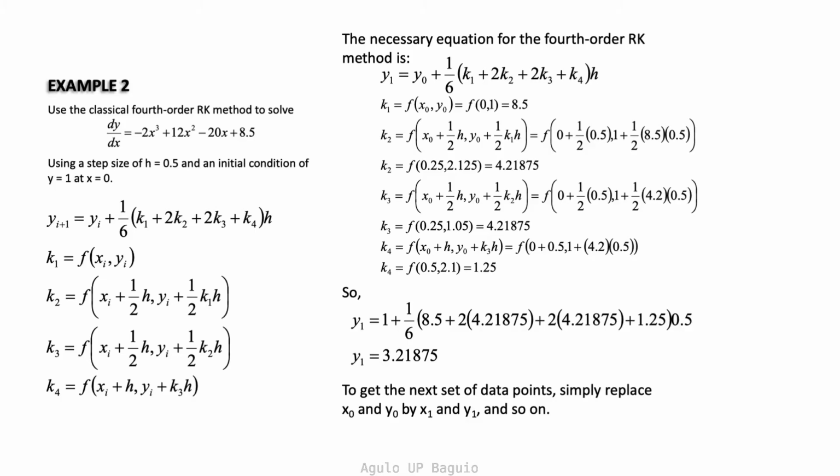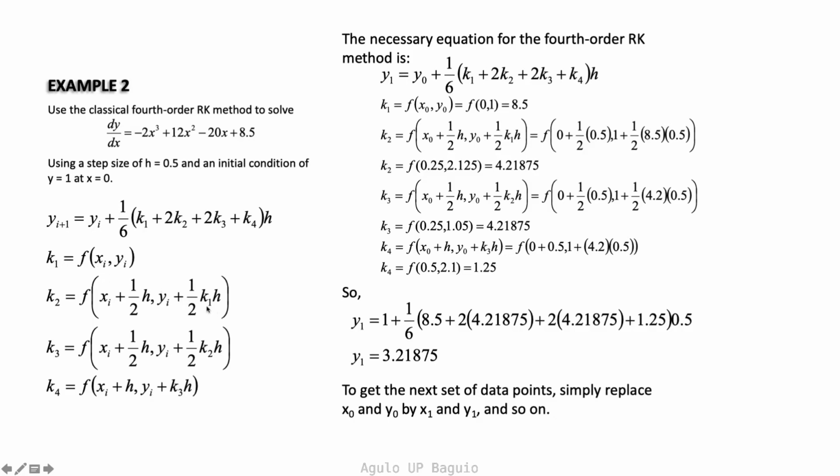So the first data point is x1 equal to 0 and y1 is equal to 1. First we determine k1. k1 is equal to f of 0, 1. We plug in 0 here, 0 here, 0 here, and we get 8.5. So k1 is equal to 8.5.